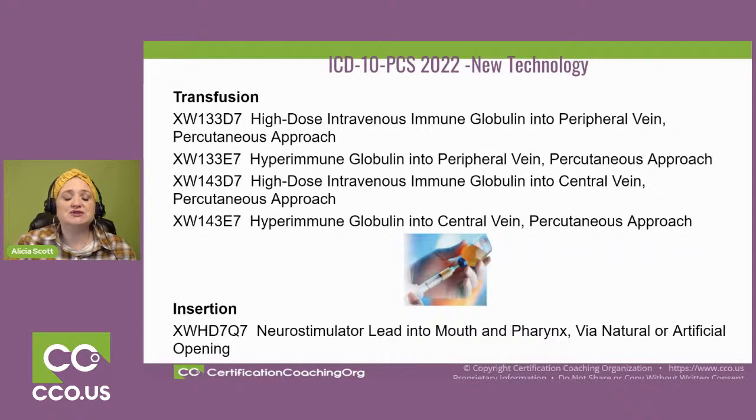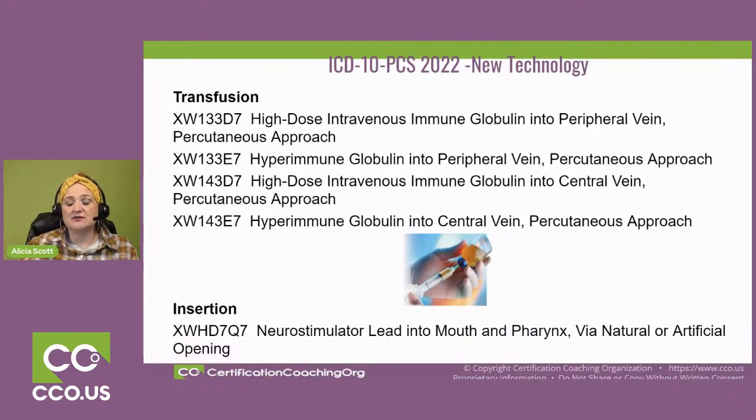Next, we move into transfusions. What are we transfusing? Mostly it looks like immunoglobulin is the new codes. We have different approaches, but it's different doses and types of immunoglobulin. Some are intravenous, high dose, hyperimmune, and again, we're putting it into a peripheral vein and into a central vein. Again, that's immunoglobulin.